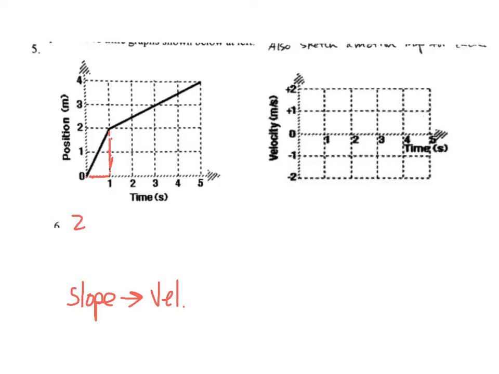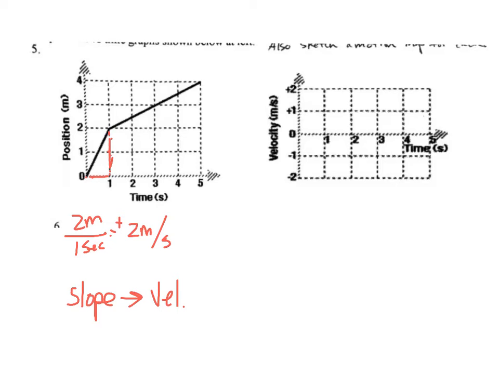Well, my rise is 2 meters, if you're looking. And the run is what? 1 second. So what is my velocity for the first part? Yes, 2 meters per second. Now, more specifically, it's positive, because that is an upslope, therefore it's positive.